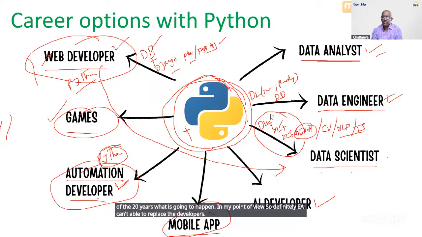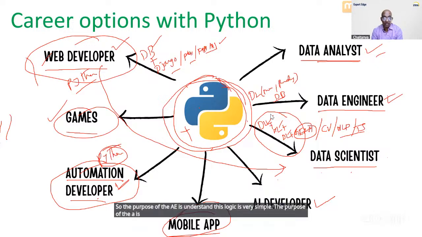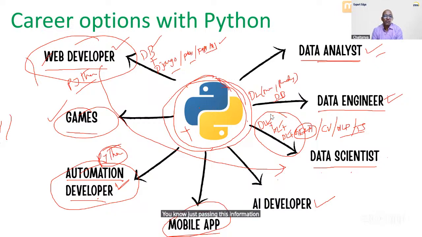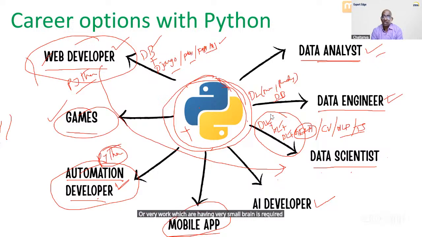So the logic is very simple. The purpose of AI, or what is happening right now, is that wherever some dumb work is going on, where no brains are required, just passing this information to that information, where a very small amount of brain is required, a daily or fixed amount of work almost. Businesses are identifying in their business line where dumb work, or work requiring very little brain, is going on, and they replace everything there with artificial intelligence.